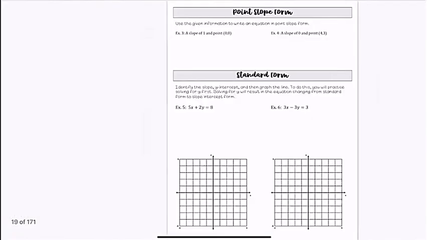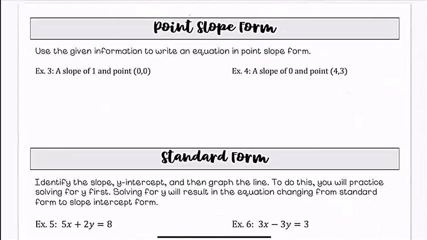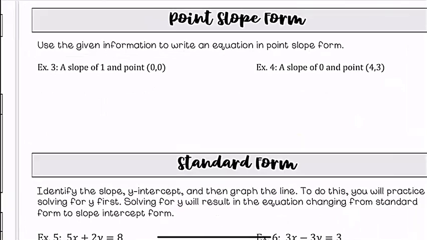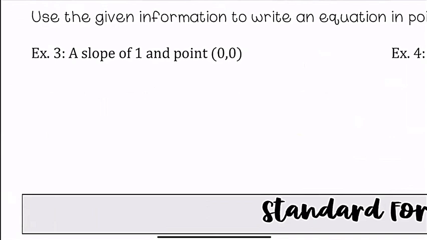Now let's look at the top of the other page. We have 2 here. It says use the given information to write an equation in point slope form. So we will try number 3, and then you can do number 4. Number 3 says a slope of 1 and 0, 0. So it does go through the origin. I'm going to label that slope as m, and then our given point is x1, y1, and then we'll just plug it in. So y minus y1, which is 0, equals m times x minus x1.